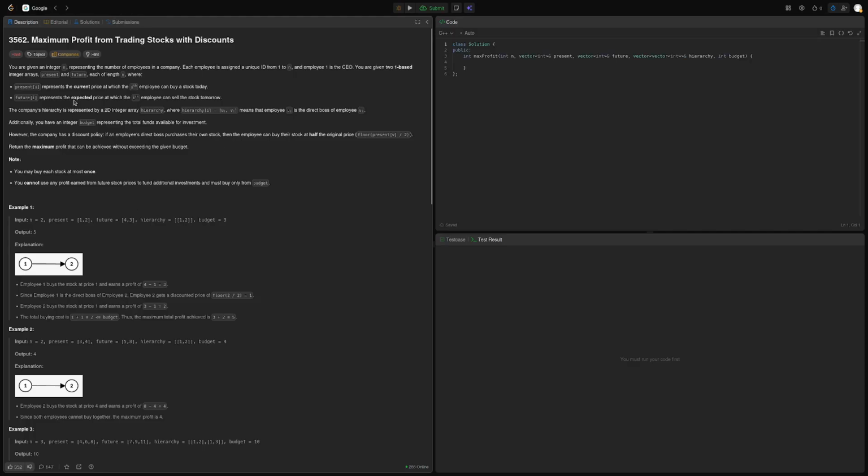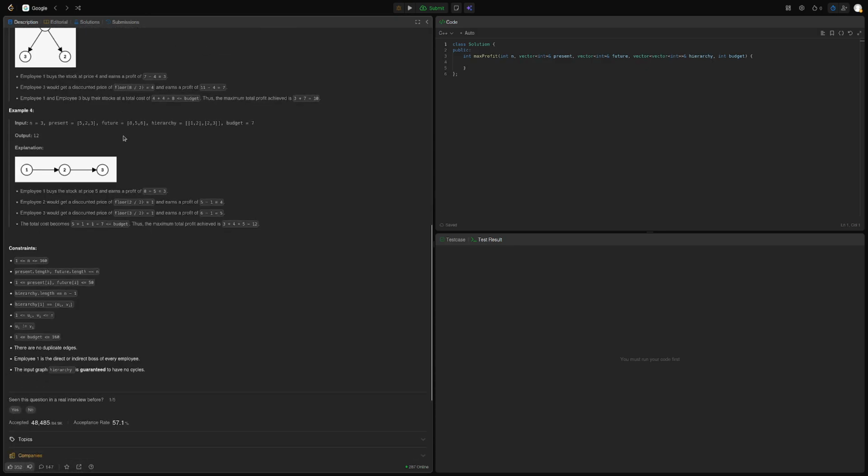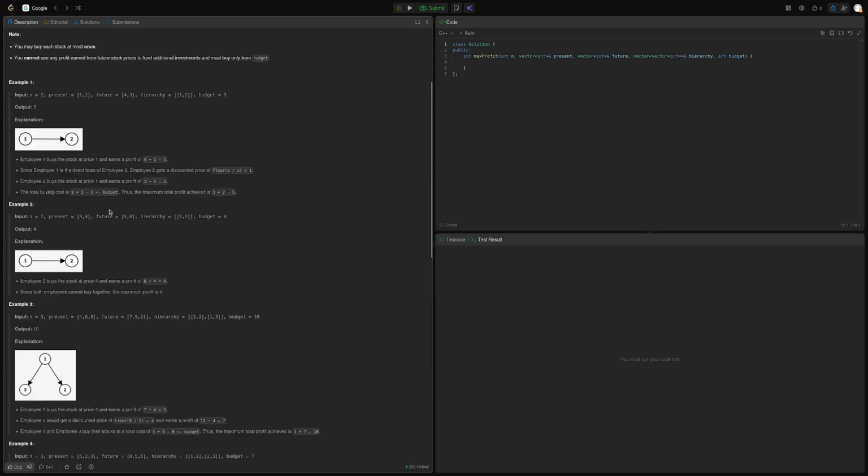So today we get a hard problem: maximum profit from trading stocks with discounts. That always smells of DP every single time, but this has funny constraints. So let's see.